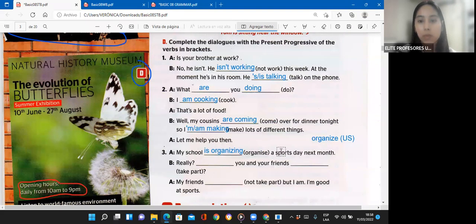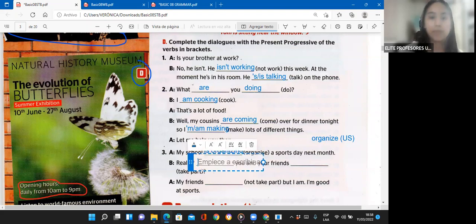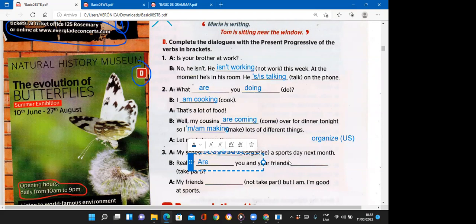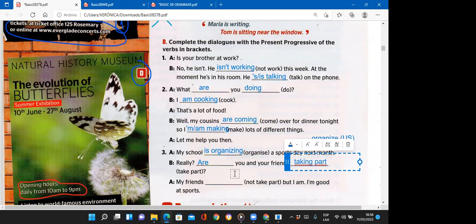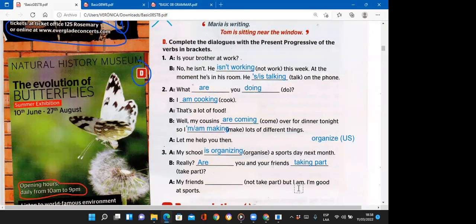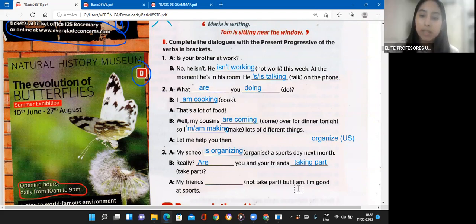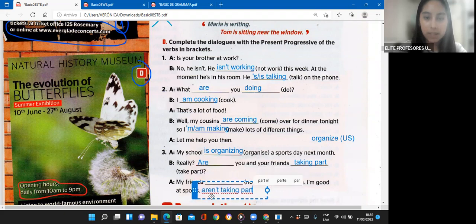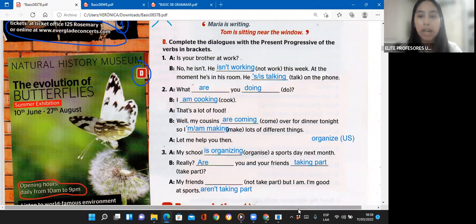Okay, my school is organizing a sports day next month. Really? You and your friends? Okay, we have take part. Are you and your friends taking part? My friends, but I am. I'm good at sports. Teacher, ¿qué significa taking part? Participar. ¿Van a participar o vas a participar con tus amigos? Gracias, profesora. All right. My friends, not take part. Okay, now in negative. Aren't. Mm-hmm. Aren't taking part. Okay. My friends aren't taking part, but I am. I'm good at sports.